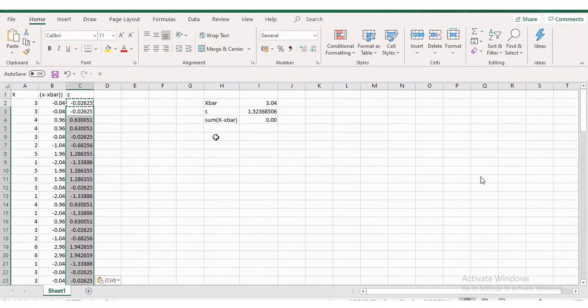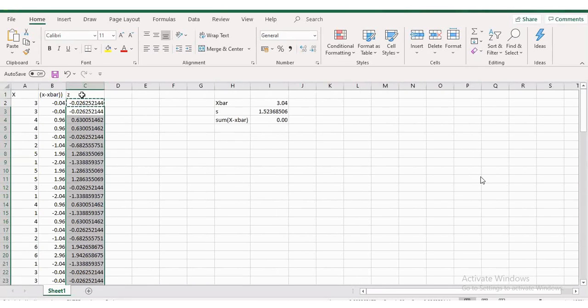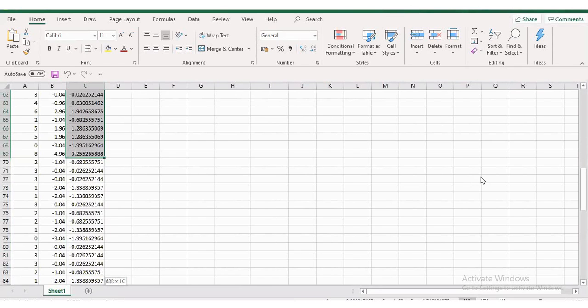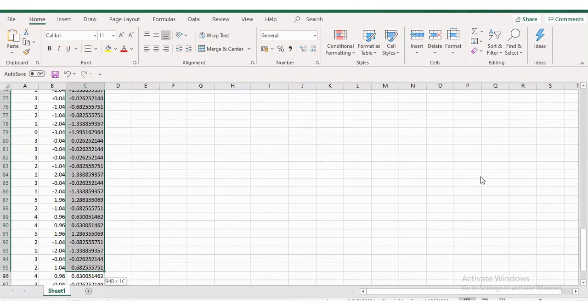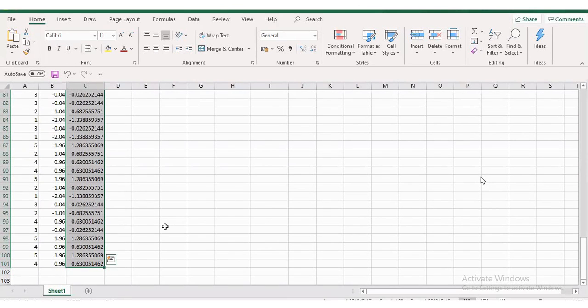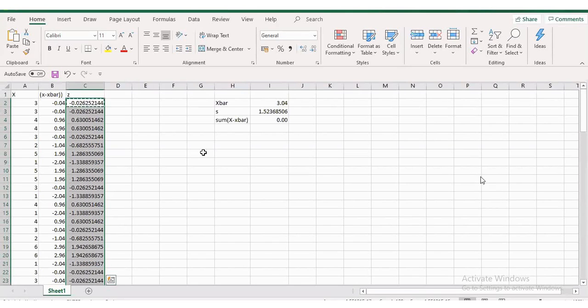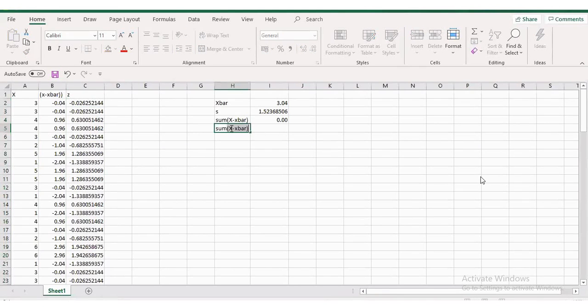Now, what is the sum of all these? Let's calculate the average for Z. Anyway, the numerator is 0. The numerator is 0 or not? X minus x bar is 0, no? So let's calculate the average of Z. First, to calculate the average, what do I need to do? I need to sum in the numerator and divide by the number of observations. So, the sum of Z values. How much is it?